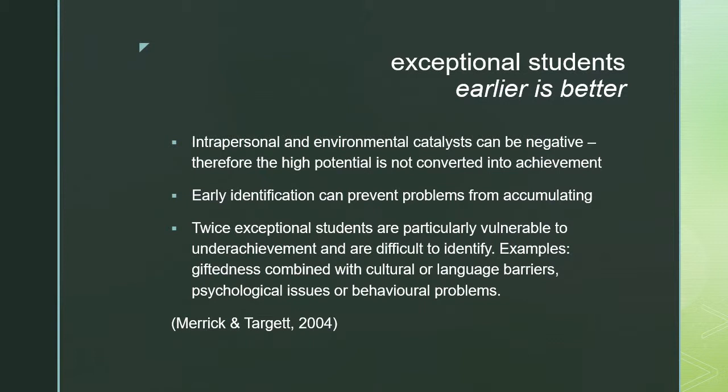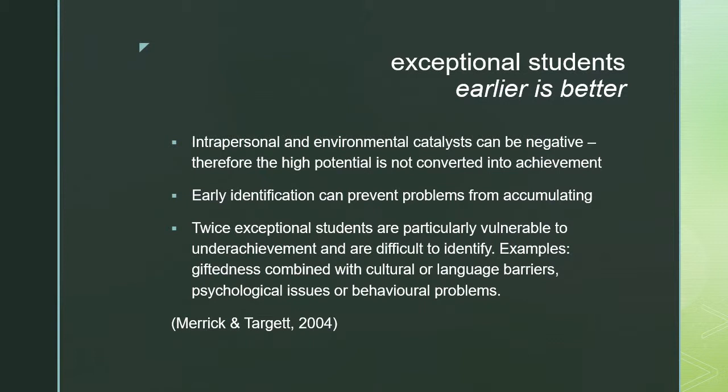So while we can provide that basic flexibility in our curriculum, there will be gifted students who are extraordinary and have extraordinary needs. And the sooner we can identify them, the better, because those intrapersonal and environmental catalysts can be negative and can cause them to slide into those patterns of underachieving that we mentioned earlier. So early identification can prevent those problems from accumulating.